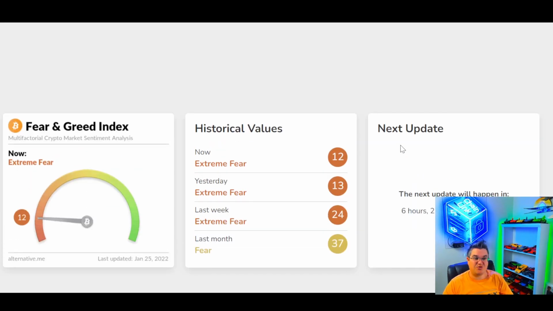Fear and Greed Index is at 12. We're still extremely scared. Nightmares on all streets.